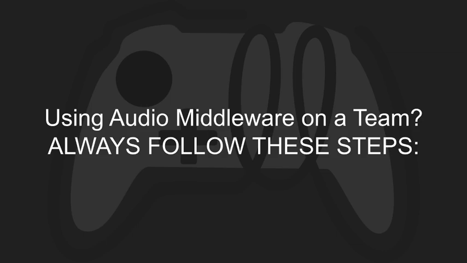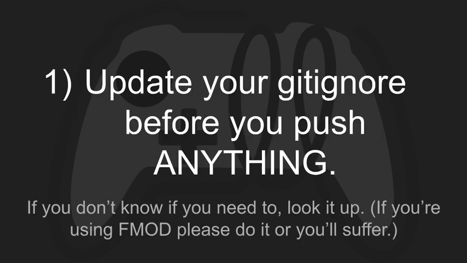Alrighty. So these are some warnings I'd like to give from my past experience. If you're using audio middleware on a team, please always follow these steps. If you don't follow these steps, you may or may not suffer. So please do these things. Number 1, update your git ignore before you push anything. If you don't know if you need to, look it up.